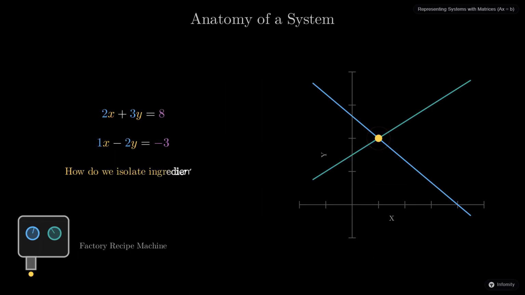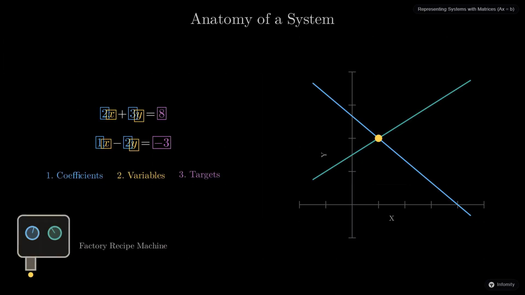Pause for a second. How do we separate ingredients from instructions? We isolate three parts: coefficients, variables, and target results. Our factory icon in the corner shows we are ready to unpack.